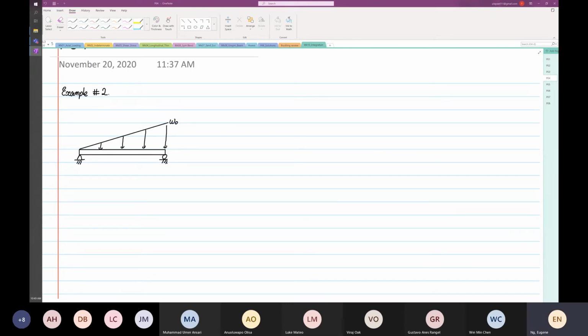Okay, this question requires us to find the deflection equation of the beam.